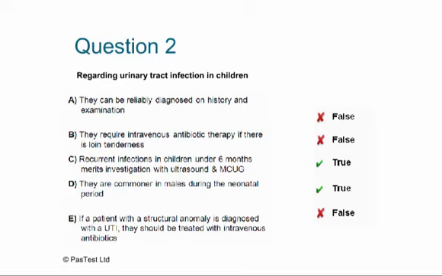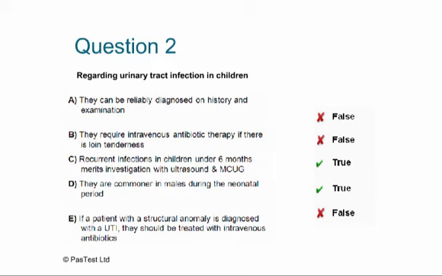You cannot reliably diagnose a urinary tract infection on history and examination alone, and you're going to need to examine the urine generally to make that complete diagnosis. So A is false. B, if there's loin tenderness, the new NICE guidelines would suggest that you don't require intravenous antibiotics as long as the patient is generally well. So B is false also. C, NICE guidelines suggest that recurrent infections in children under 6 months do indeed merit investigation with an ultrasound, an MCUG, and actually also with a DMSA scan.